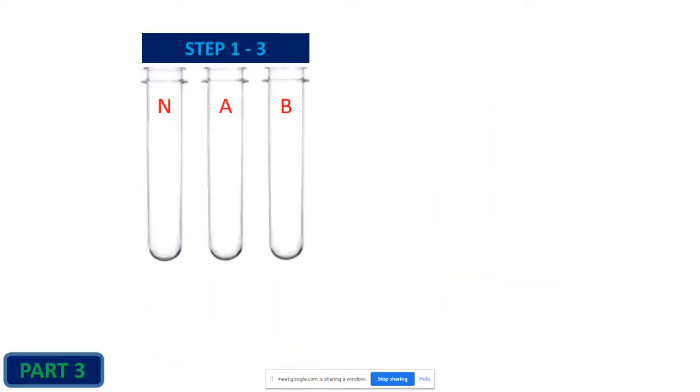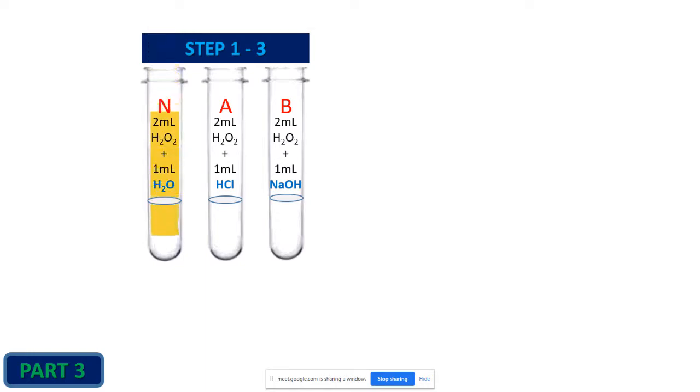Then in our third part, we're going to test the effect of pH. So I'm going to have 3 test tubes. I'm going to label them N for neutral, A for acid, and B for base. So I got a couple mils of peroxide with water, then peroxide with hydrochloric acid, and then peroxide with sodium hydroxide. And before I do anything else, I want to test the pH.